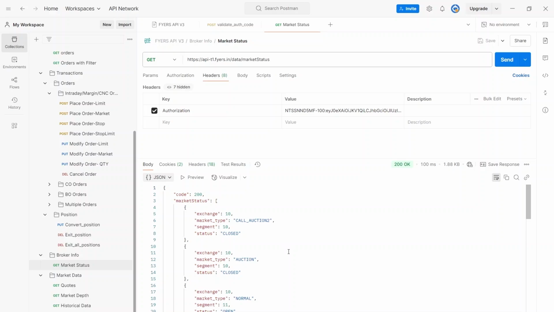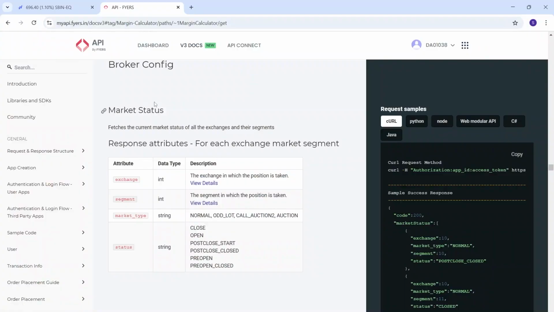So I have purposely made this video at 3:26, which is very close to the closing, so that I can show you what market status means. So if you come here in the documentation, it will show you what are the attributes that we will get. So we will get the current market status of all the exchanges and their segments.